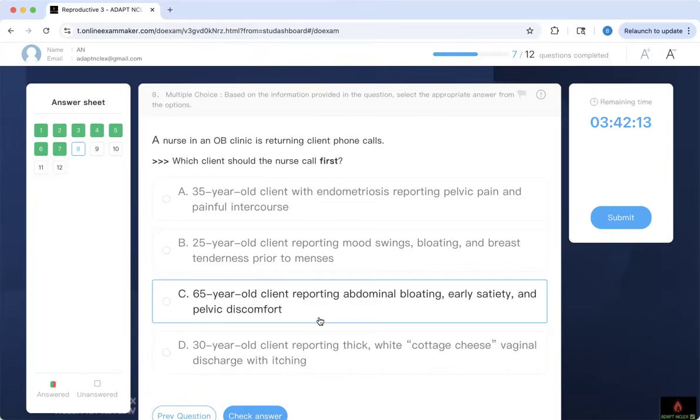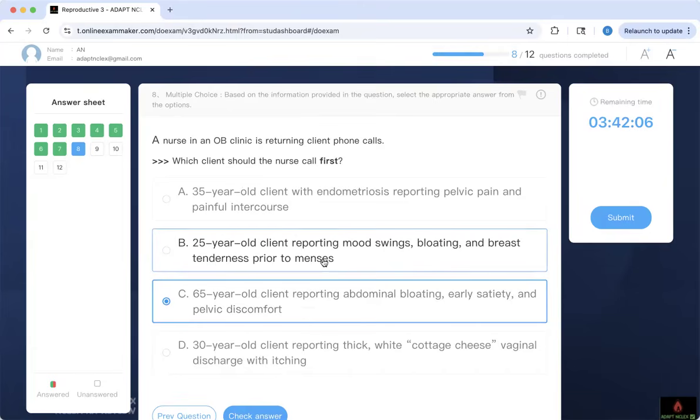What do you think? Expected finding. You got to be sharp. You pick your answer? This lady, 65-year-old, worry about ovarian cancer, bloating, early satiety. Well, early satiety is a sign of cancer, and a pelvic what? Discomfort. That means they have a pelvic mass, ovarian problem.